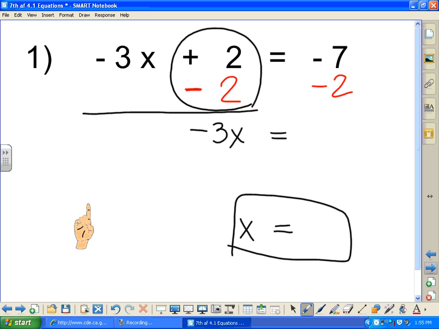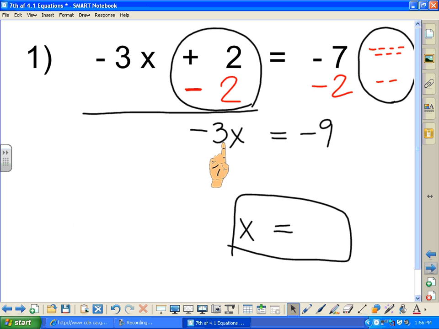On the other side, I've got negative 7 minus the 2. It means that I basically have 7 negatives, and I've got 2 more negatives. Am I actually going to end up getting any positives out of this? No, we're just adding them together. You've got 7 negatives and 2 negatives. That's going to give me a total of negative 9. Okay, 9 negatives. And so there's that.